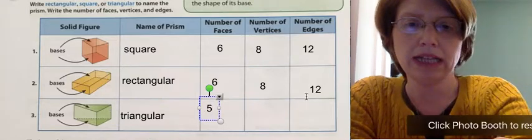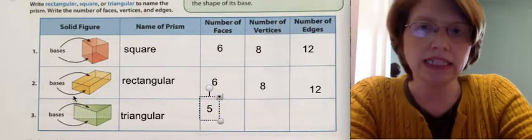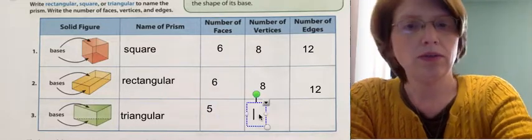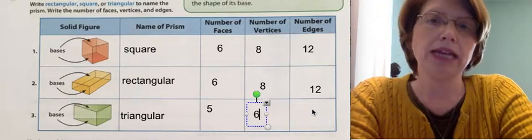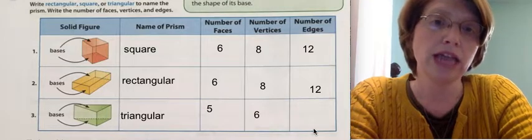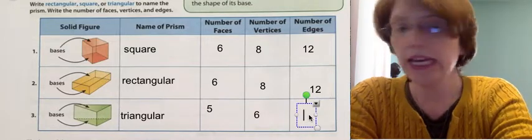That's 5. How many vertices does it have? 1, 2, 3 on the top and 3 on the bottom. So that would be 6. And how many edges? 3 top, 3 bottom, 3 sides. So 3 sets of 3 is 9.